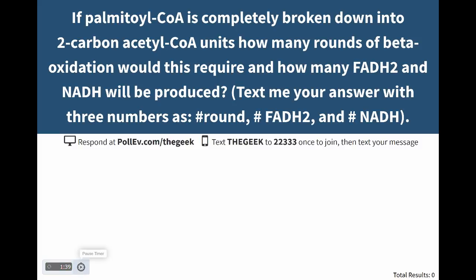If palmitoyl-CoA, so that's our 16:0 fatty acid, is completely broken down into 2-carbon acetyl-CoA units, how many rounds of beta oxidation would this require? And how many FADH2 and NADH will be produced? Text me your answer with 3 numbers: number of rounds, number of FADH2s, and number of NADH. You don't need any text with it, just do it in that order.